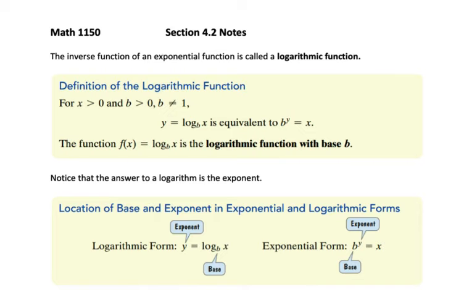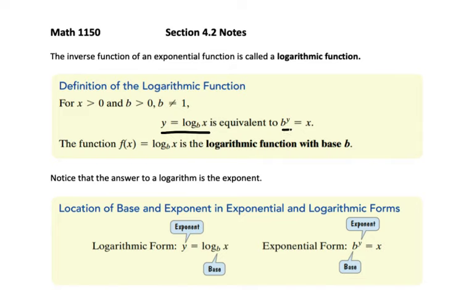In this video for section 4.2, we're going to introduce logarithms. Logarithms are inverses of exponents, exponential functions. So if we look at this example here, we have y equals log base b of x. That's equivalent to b to the y equals x.